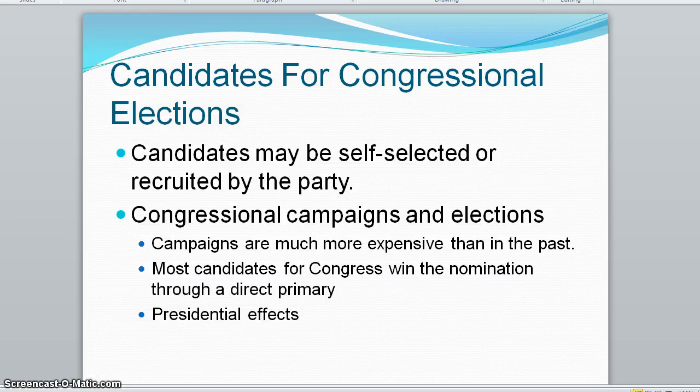Congressional candidates can either be self-selected or recruited by the local political party. Parties usually select a House candidate with social characteristics similar to the district and with past successes in politics.